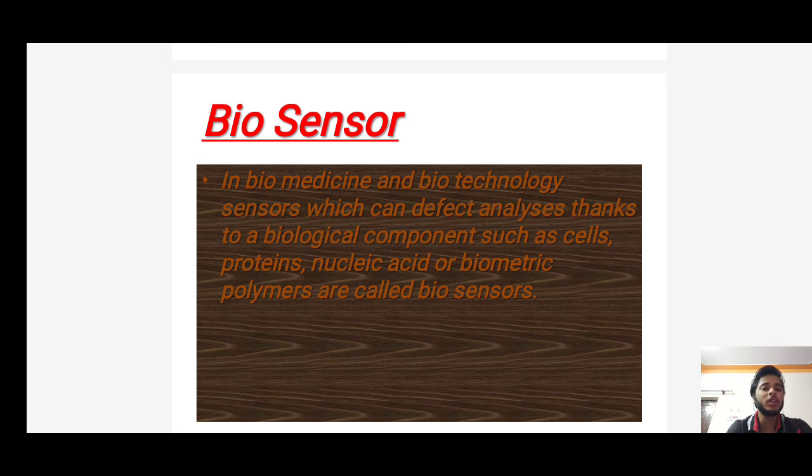Now, the third one is the biosensor. In biomedicine and biotechnology, a sensor which can detect analytes thanks to a biological component such as cells, proteins, nucleic acid and biomimetic polymers is called a biosensor.